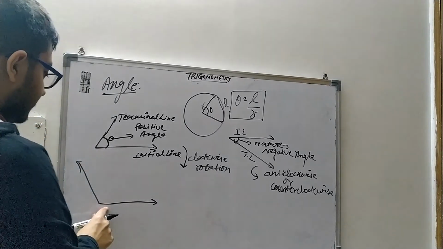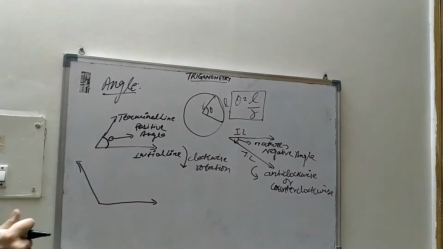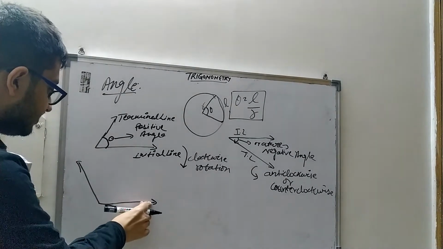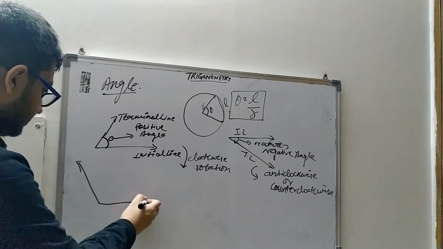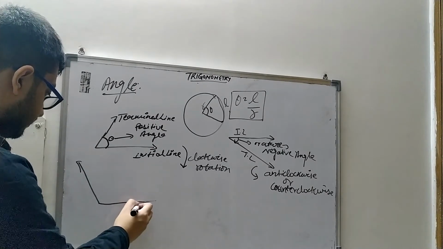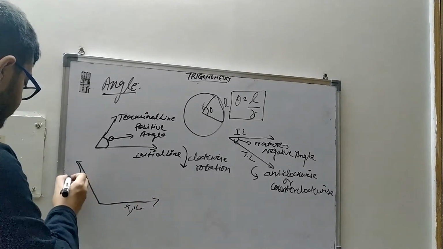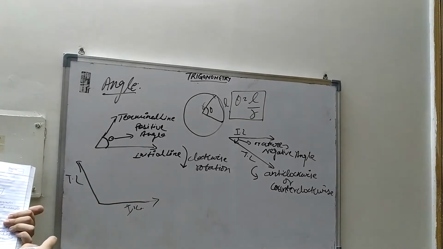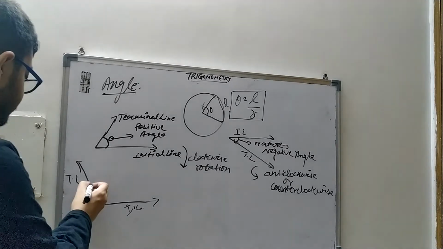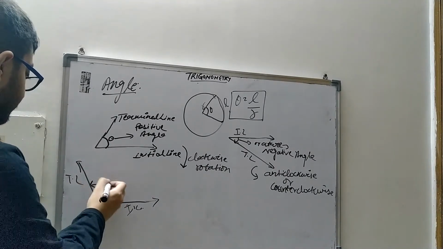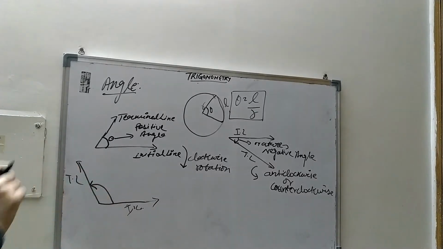So here we start. If we want to draw a 90-degree angle, here it is the initial line, and the terminating line is here. Then we swept angle theta here.